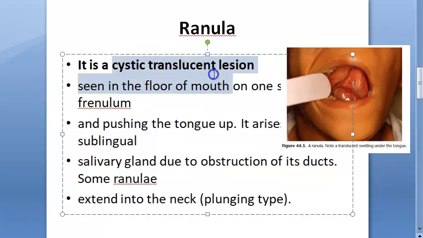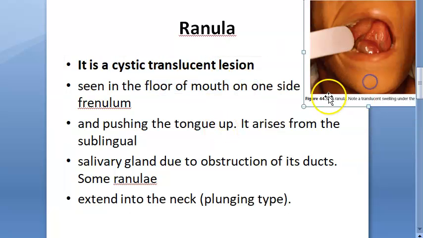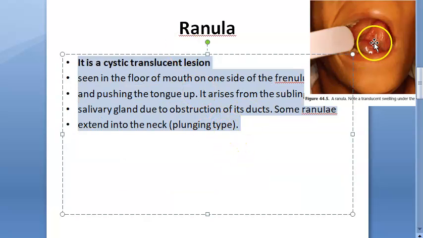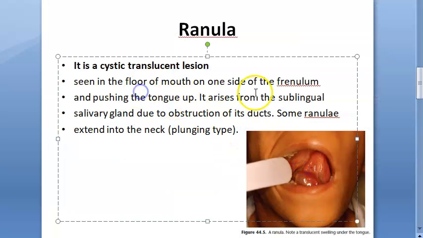So what is ranula? It is a cystic translucent lesion seen in the floor of the mouth on one side of the frenulum, and it is pushing the tongue up. Okay, so it is on one side, remember, one side of the frenulum, and it is pushing the tongue up.